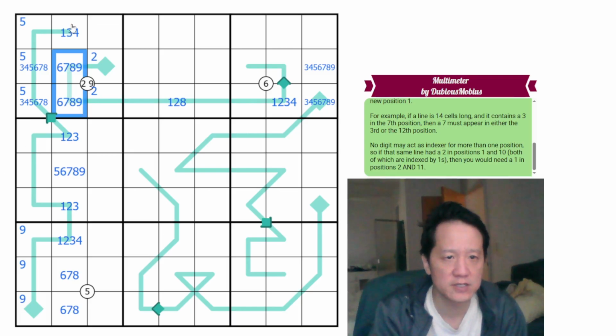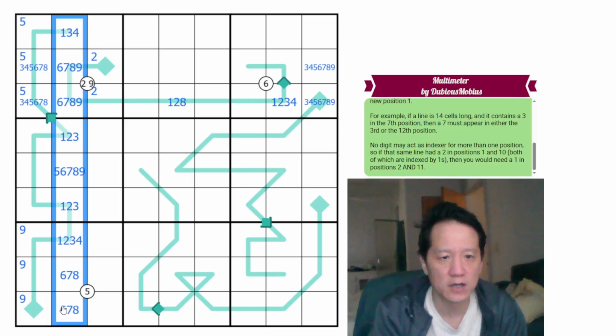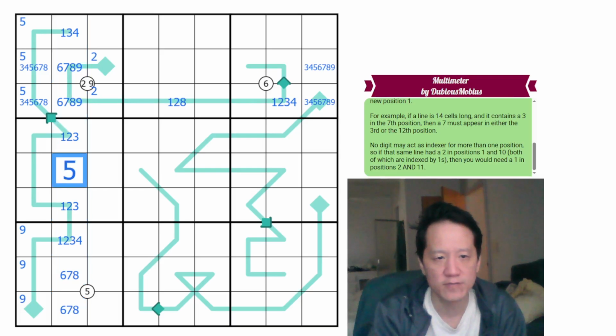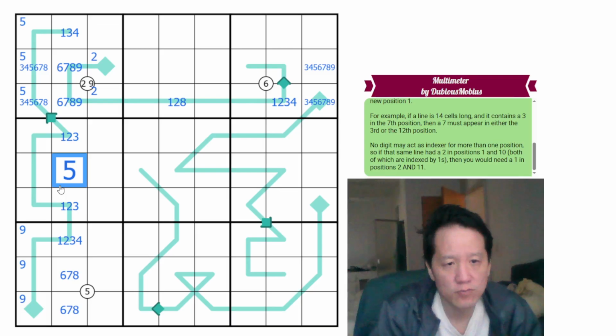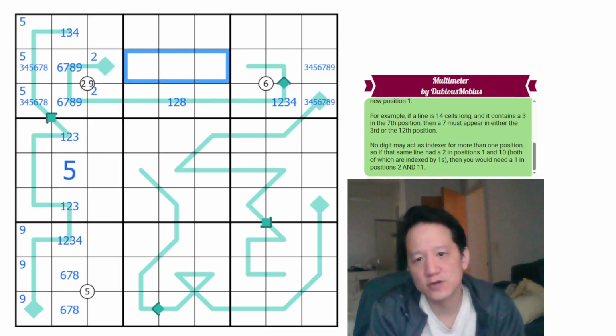Well, now we have a 6, 7, 8, 9 quadruplet in column 2, which eliminates 6, 7, 8, and 9 from the rest of the column. Therefore, this is a 5. The rest of these are 3 through 9.